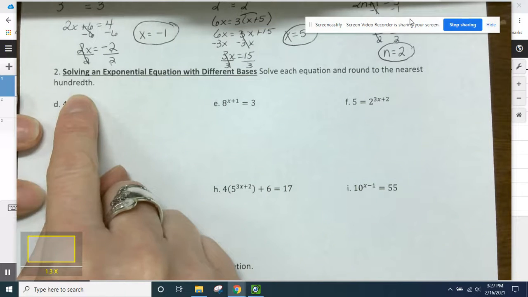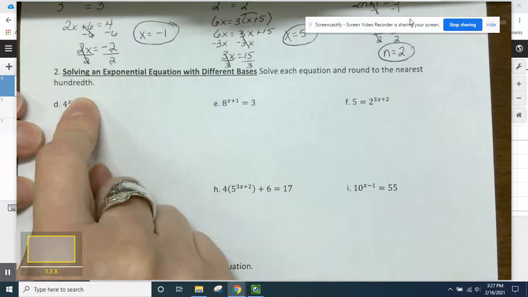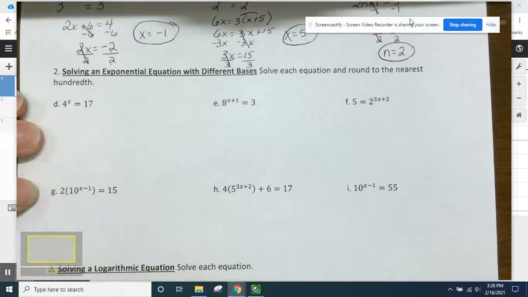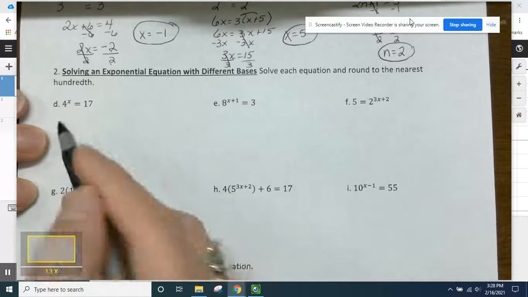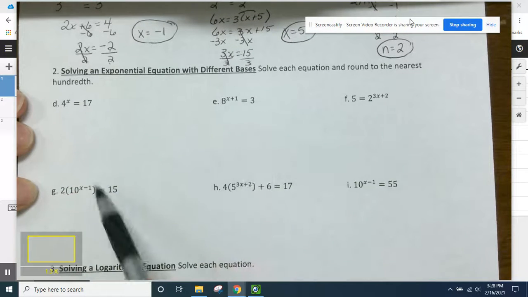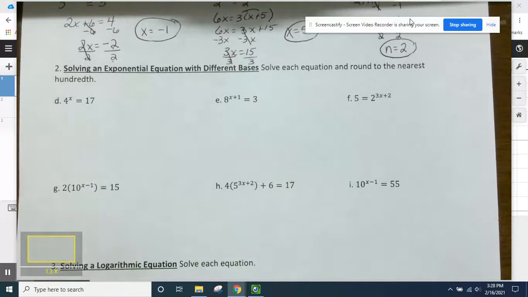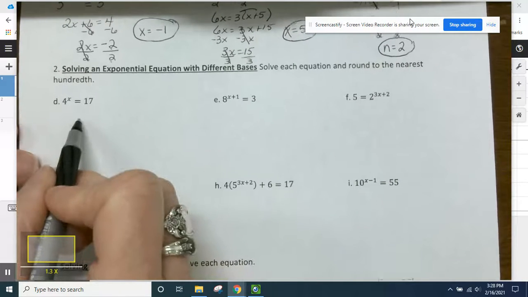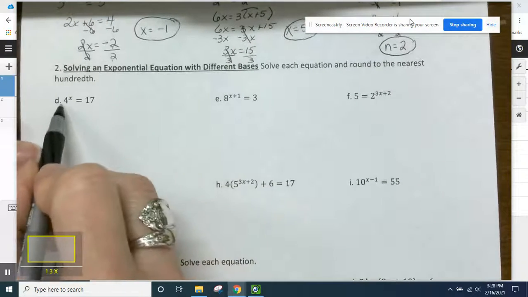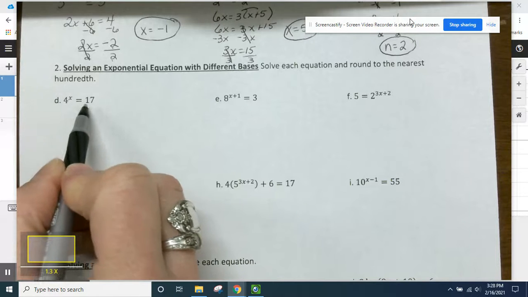And this is going to be the point where we're going to need the Desmos graphing calculator to be able to do some of these calculations, okay? So let's look at example D first. And you'll notice I have more examples here because I do think these are a little bit harder to understand, okay? All right, so we've got 4 to the x equals 17.